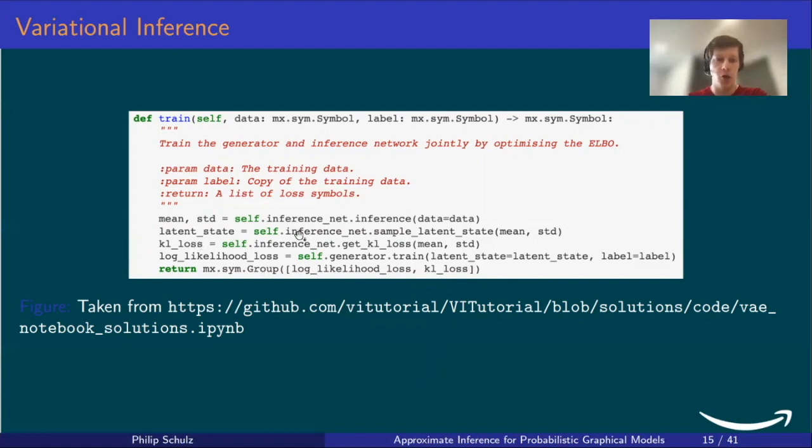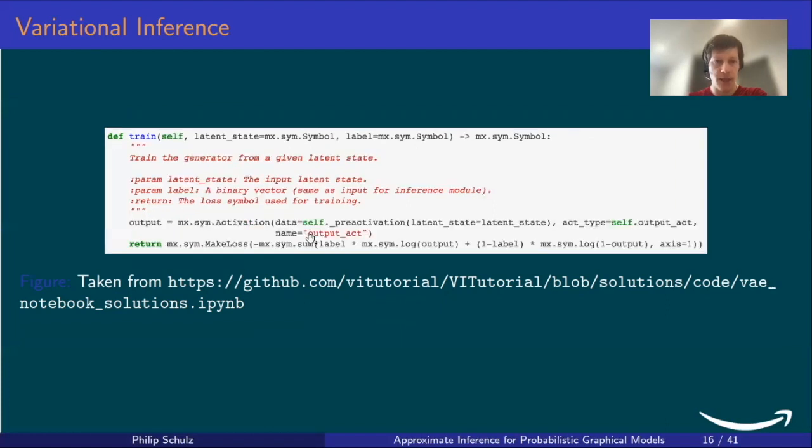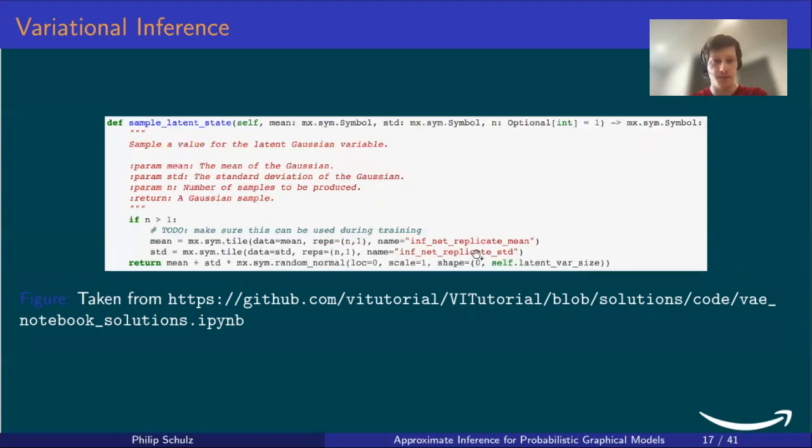Let us look into some of these a little more closely. In particular, in the train method, this is for pixel generation, where the pixels are binary. So this is computing the loss with respect to X and Z, the likelihood with respect to X and Z. In this case, it's a Bernoulli likelihood. It might be anything else, right? What's more interesting is the sampling of the latent state.